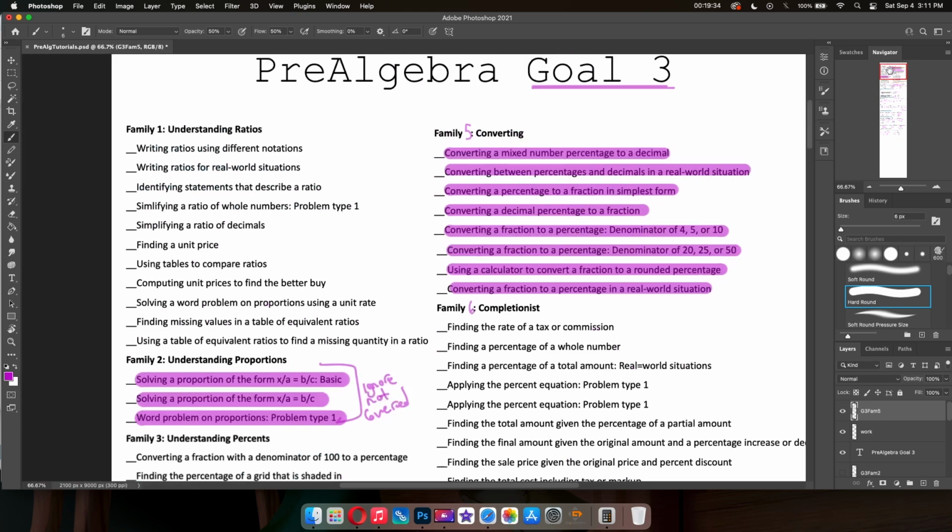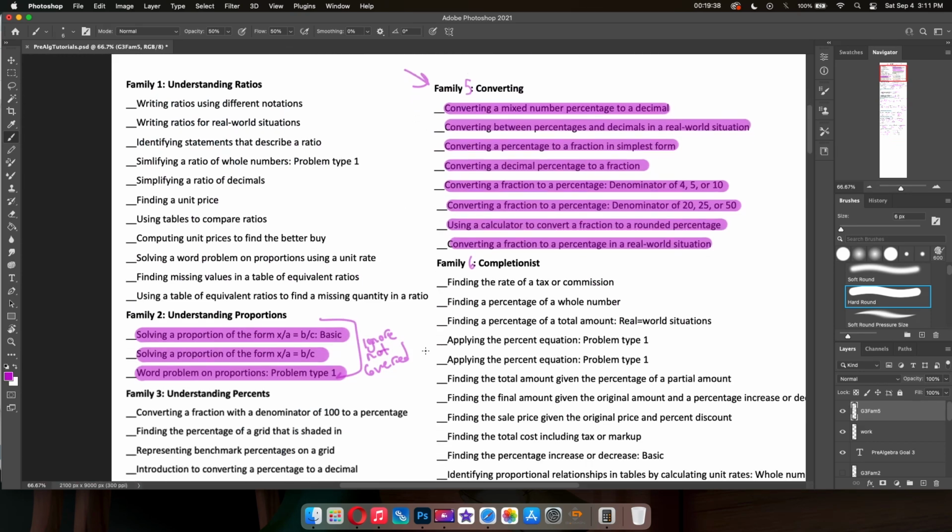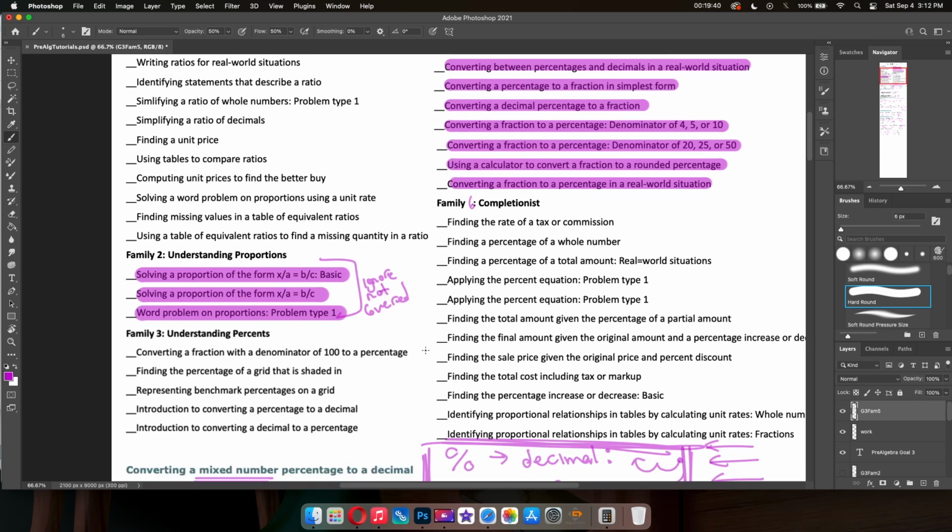So that's everything to do with converting. There's only one more family left, the completionist stuff. This is where we're kind of using everything we've been learning in all of the prior families, the basics, the ratios, the percents, and all of the conversion. We're going to use all of that in one grand burn of topics here.